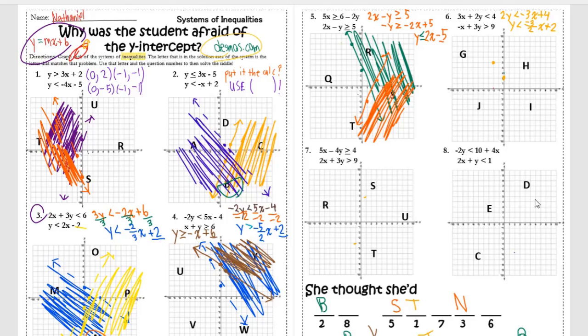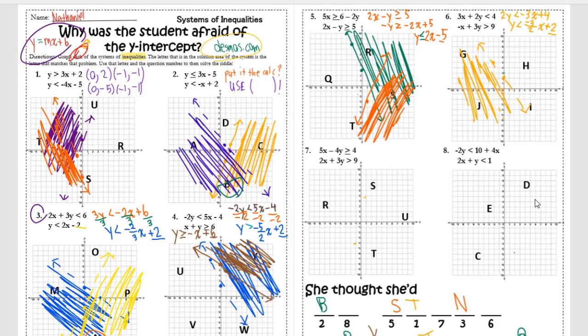Okay, not so bad. So it is y is less than, so we have to have a dashed line. And less than means we want y values less than 2. So less than 2 are y values like negative 1, 0, negative 1, negative 2. That's in this direction.